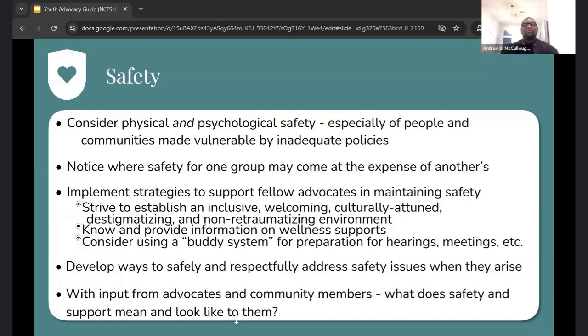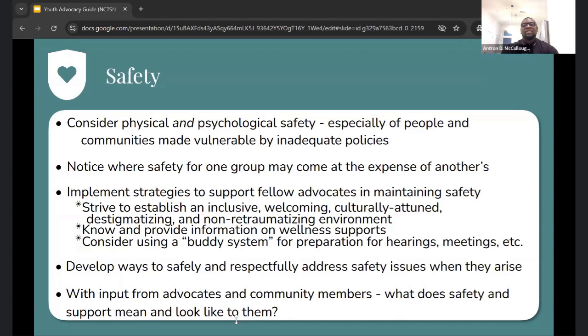3 keys for safety are: 1, physical safety, ensuring that the environment is physically safe with measures in place to prevent harm. 2, emotional safety, creating an atmosphere where individuals feel respected, valued, and psychologically secure. 3, predictability, establishing consistent routines and clear expectations to reduce anxiety and foster a sense of stability.